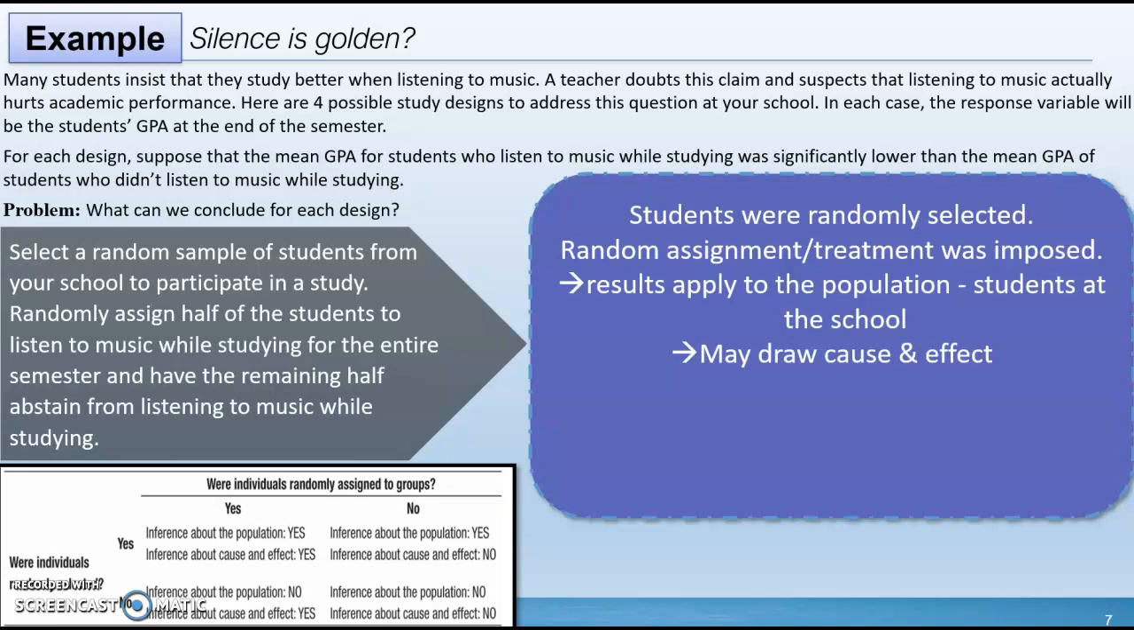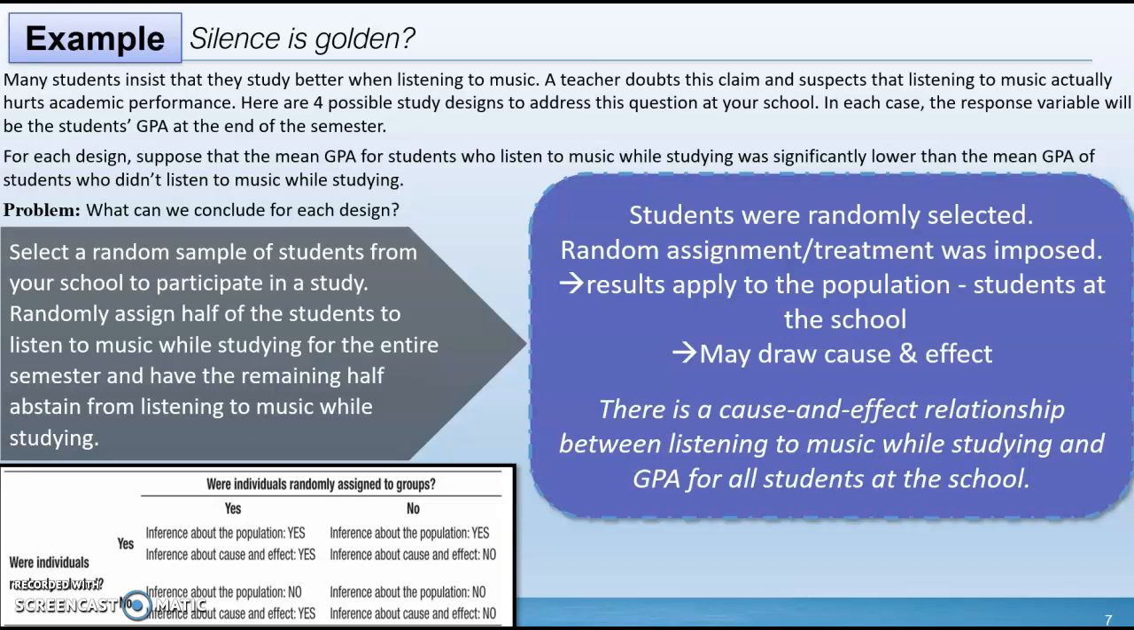draw cause and effect. If you notice, it did say we selected the random sample of students from the school and you randomly assign. So you're just looking for those little keywords in the design to determine if you can draw cause and effect or not. So our conclusion could say there is a cause and effect relationship between listening to music while studying and GPA for all students at the school.